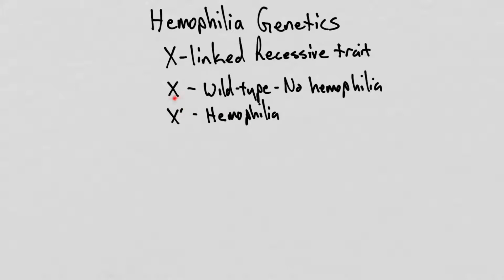So if you notice, just a regular X is the wild type or most common form, which indicates no hemophilia. And then if we have the little prime mark, that means that this person has hemophilia, or is at least carrying the allele for hemophilia.